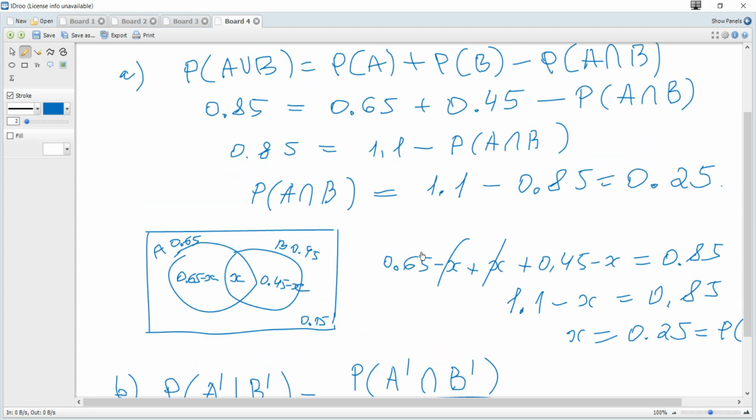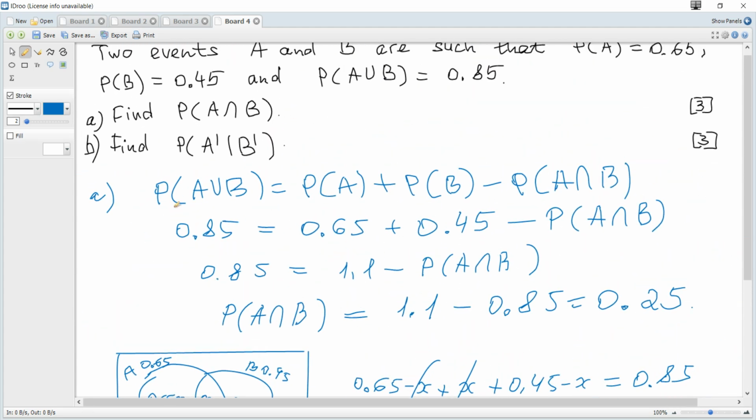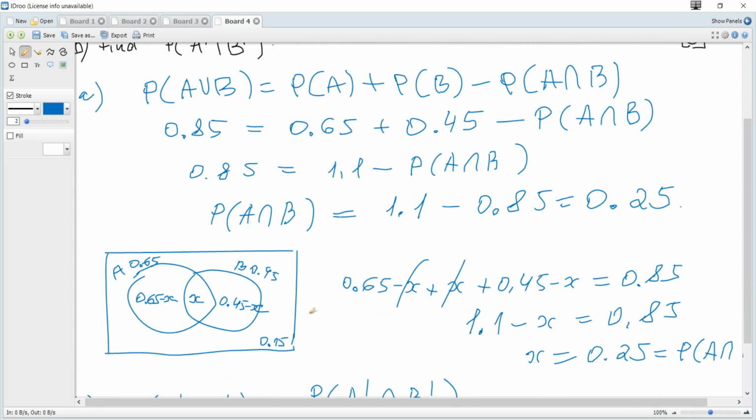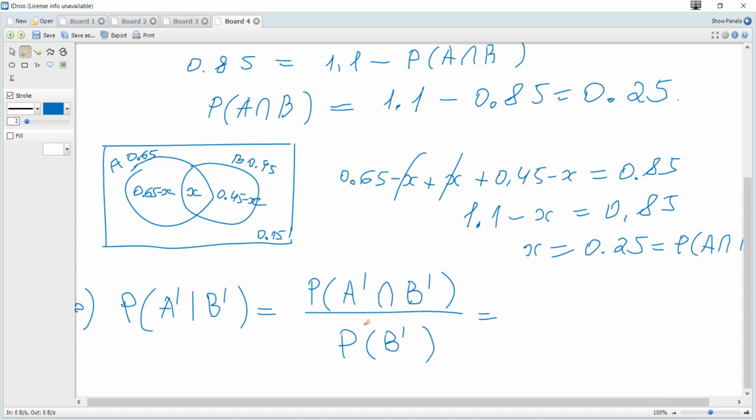You can illustrate on the Venn diagram if you use just a formula, or you may just understand that not A and not B is 1 minus probability of A or B, and it's just outside circles, and it's 0.15.